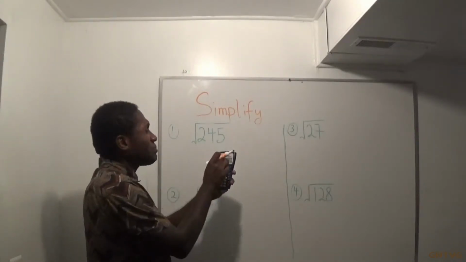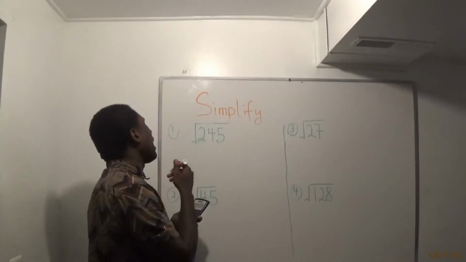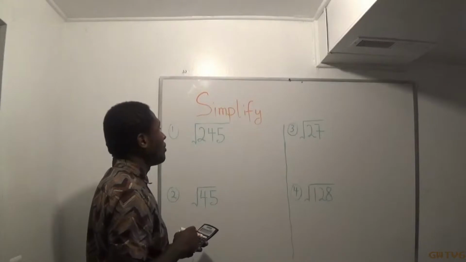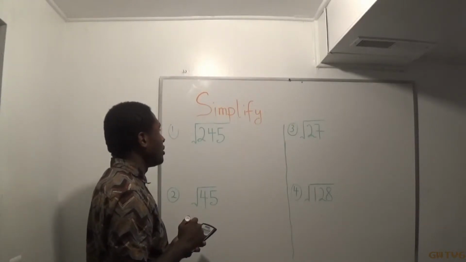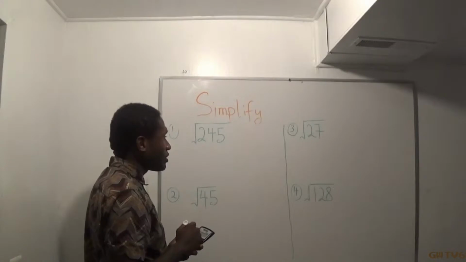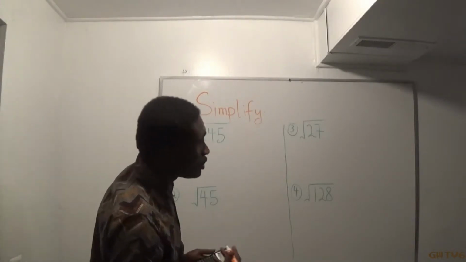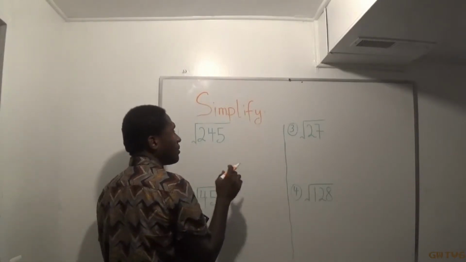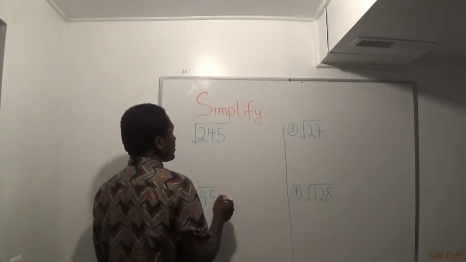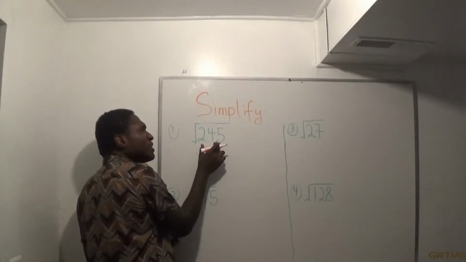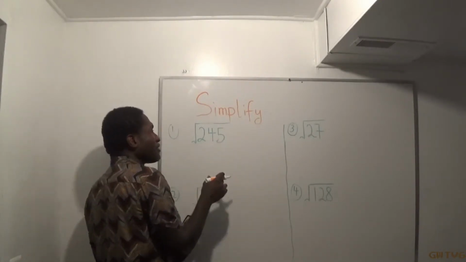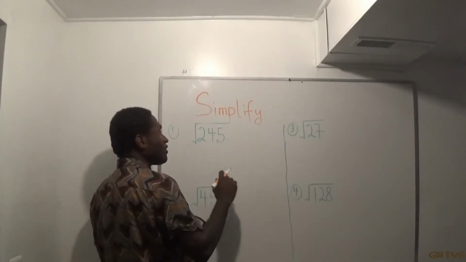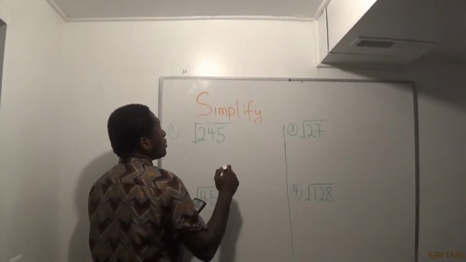But because I have a decimal, now I have to look for two numbers that, when I multiply them, give me 245, and one of the numbers should be a perfect square. To figure out the two numbers, what I'm being taught to do is to know all my perfect squares, because one of the numbers that multiplies to give me 245 should be a perfect square. So I can divide this number by the perfect squares. So, what are my perfect squares?